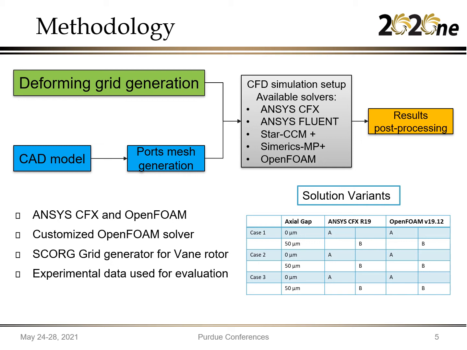In this table here, you can see the solution variants. There are 3 cases corresponding to the 3 experimental data sets available. In the tip clearance, a constant 25 micrometer gap has been employed, which remains constant throughout the rotation of the vanes. Whereas in the axial direction, which are the two axial faces of the vane rotor, two cases have been taken. One is without the axial leakage gap and one is with 50 micrometer leakage gap. Accordingly, the cases have been labeled as A and B. A is associated with no end leakage. B is with 50 micrometers end leakage. And they are with two solvers, ANSYS CFX version 19 and OpenFOAM version 19.12.